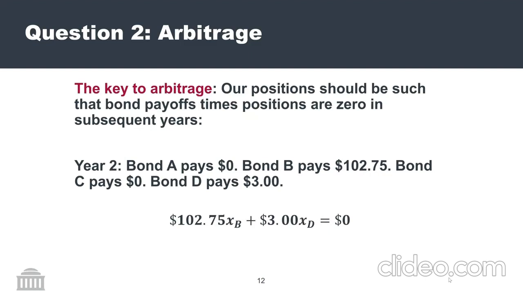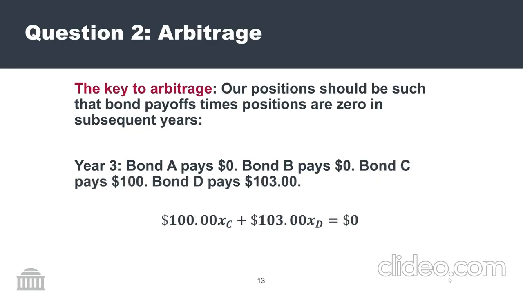So for year 2, bond A pays nothing, so it pays 0 because it already matured. Now bond B matures at the end of year 2, so it pays the second coupon of $2.75, plus it pays the face value of $100. And bond C pays nothing because it's a zero coupon bond that matures at the end of year 3. And bond D pays our second coupon, $3. So we have the following equation: 102.75 times XB plus 3 times XD equals $0.